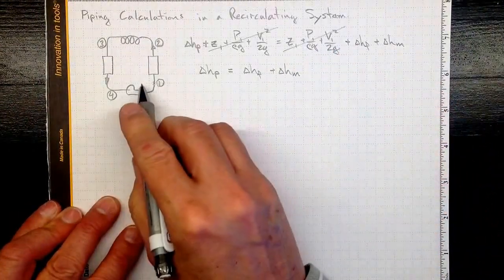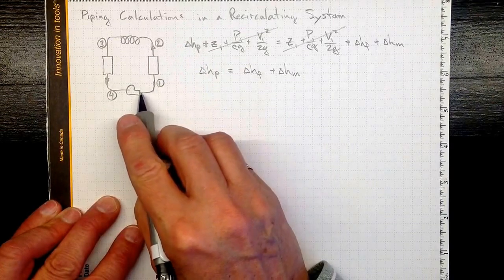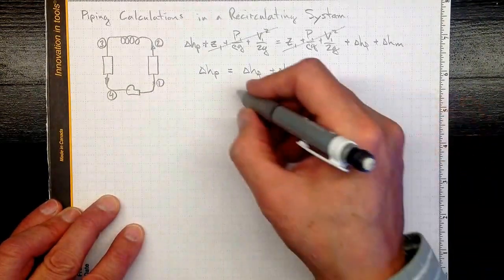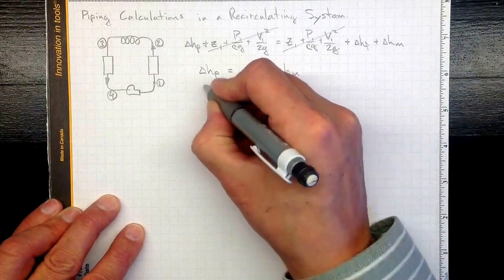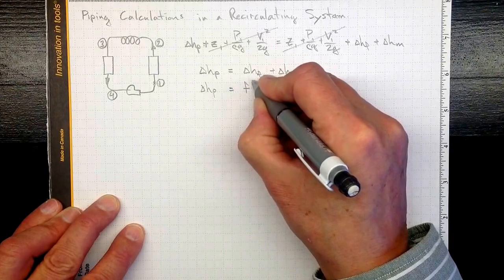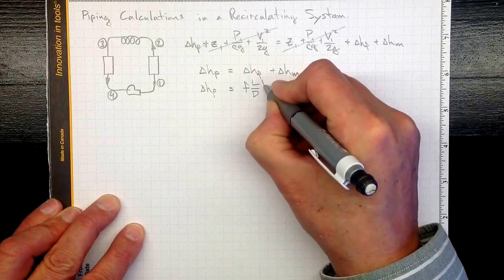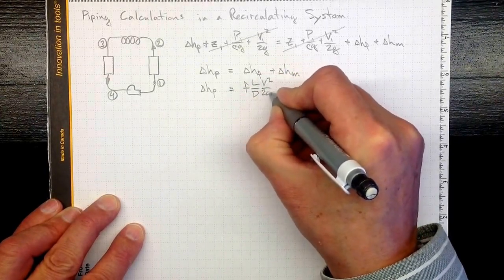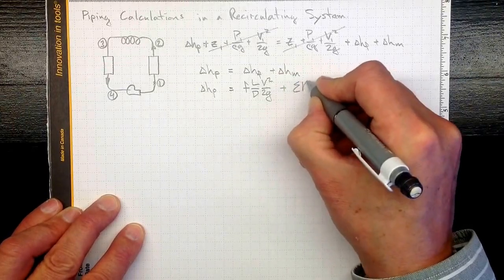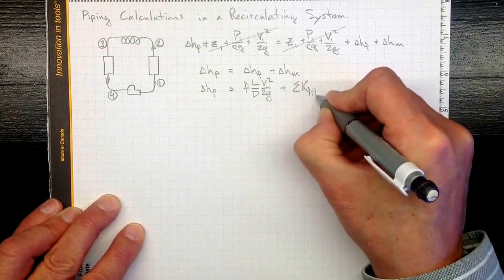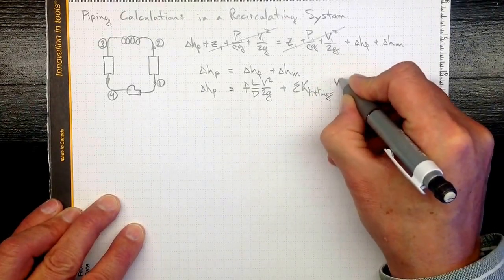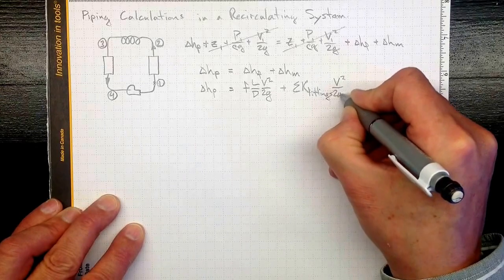Now you'll notice that this recirculating system has pipe and fittings, which we know how to deal with. So we'll have delta HP equal to f L over D times V squared over 2g, plus the sum of all the K factors for the fittings times V squared over 2g.